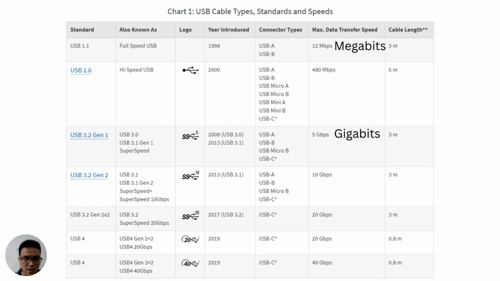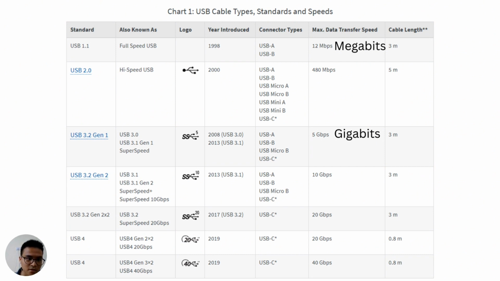And next, for the cable types, the first is USB 1.1, also known as full-speed USB. It doesn't have a logo, and the year introduced is 1998. The connector types are USB-A and USB-B, its max data transfer speed is 12 megabits per second, and its cable length is 3 meters.